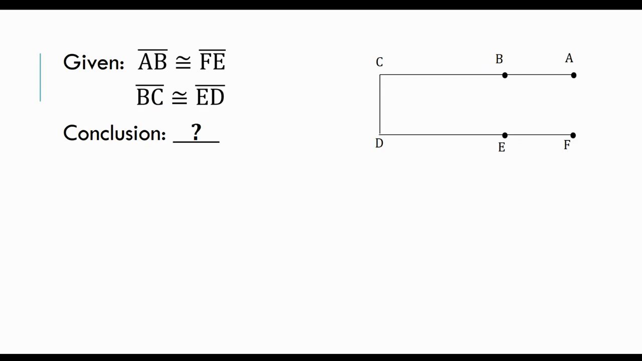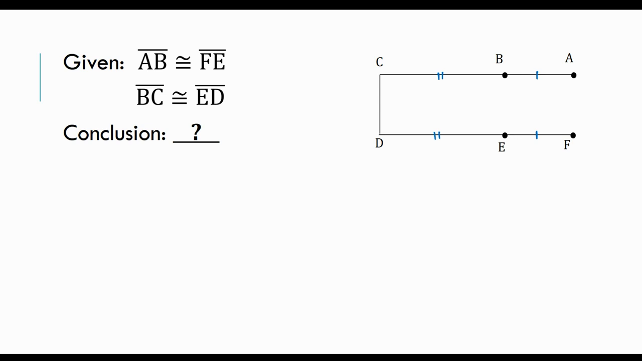So let's take a look at this next one. So we are given that the segment AB, I'm going to mark it, is congruent to the segment FE. So those get the same tick marks. I'm also told that the segment BC is congruent to the segment of ED. So I gave those 2 tick marks. So those 2 are congruent. The ones on the right are congruent.